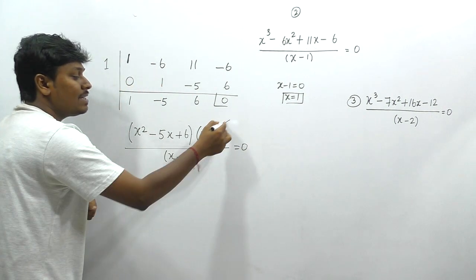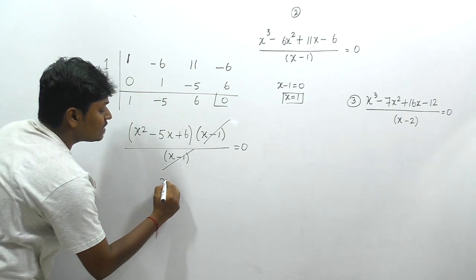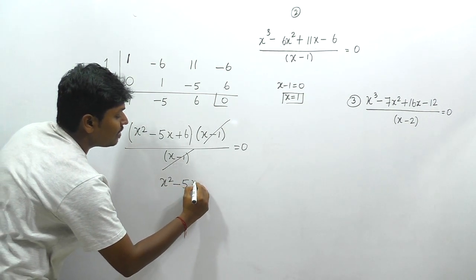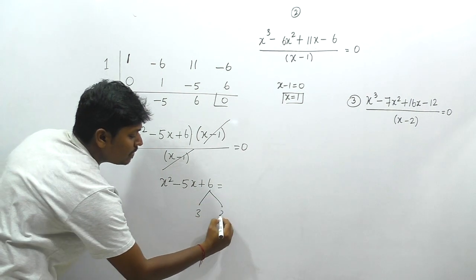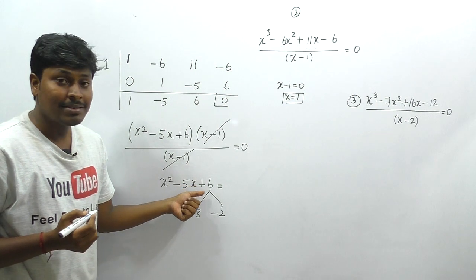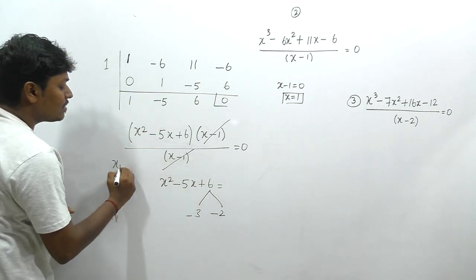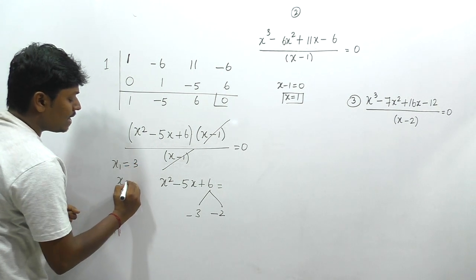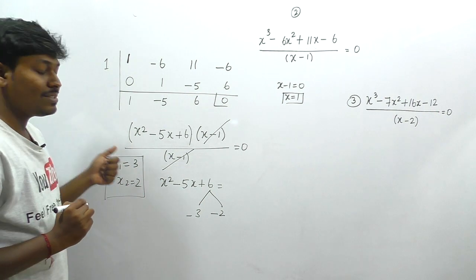So finally I can say that x minus 1 will be cancelled, and similarly the last term will be x square minus 5x plus 6. Now if we find the factors, 3 into 2 will be 6, minus 3 minus 2. When we multiply both the numbers, the result will be 6. When we add both the numbers, the result will be minus 5. So I can say that the factors are x1 equal to 3 and x2 equal to 2. So finally we found the roots for the given equation, that is 3 and 2.